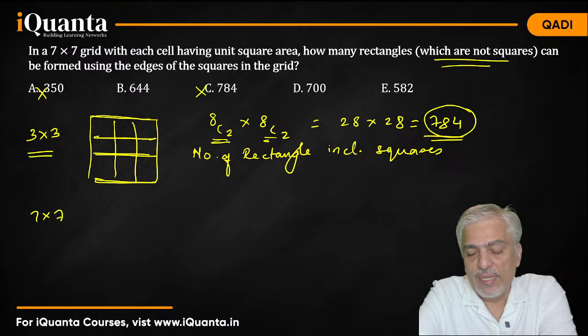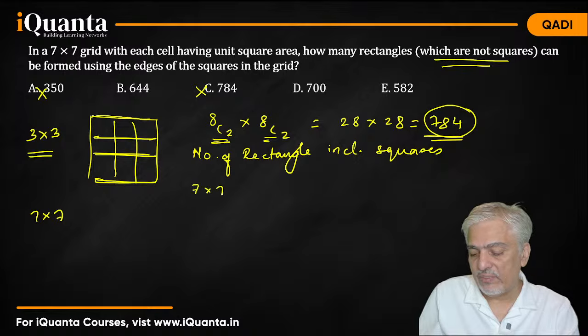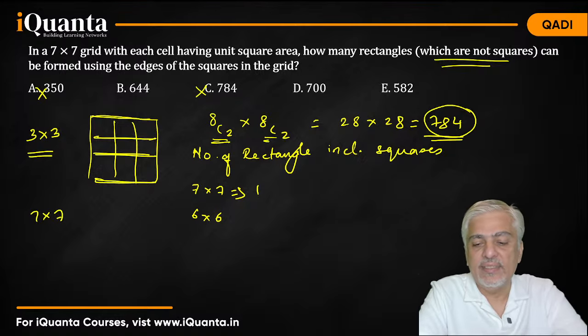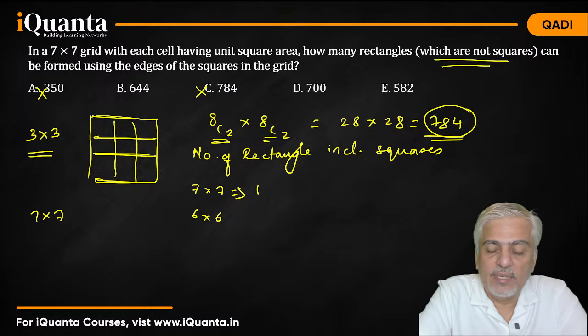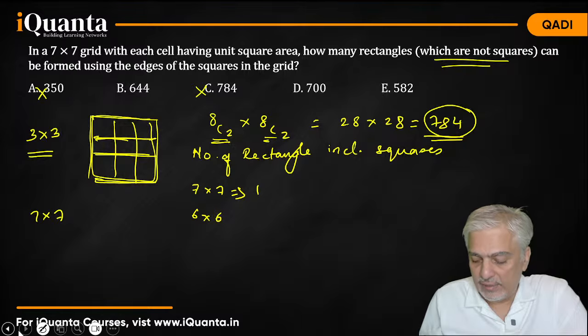Which will be the biggest square I will have? Because it's a 7 by 7 grid, the biggest square will be 7 by 7. So 7 by 7 I will have only one square. 6 by 6, how many squares can I get? For example, over here 3 by 3 I can get one square, but 2 by 2 I can get more squares. Just if I use different colors to explain, this is 1 square of 2 by 2.